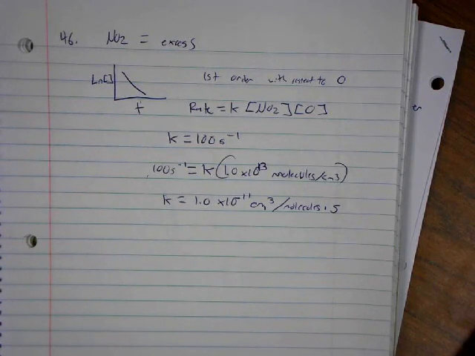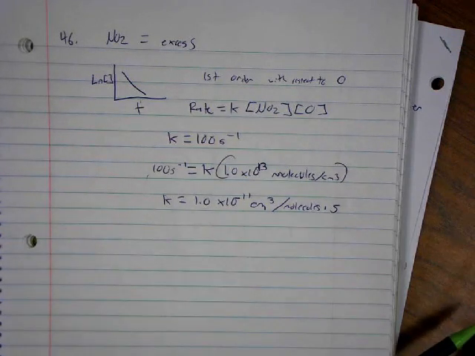But K has to be in the correct units? Correct. K has to be in the right units. What are the correct units for K? Well, first of all, it depends if it's integrated or not, right? If it's first order, it'd be seconds to the negative first. If it's second order, it's going to be 1 over seconds.